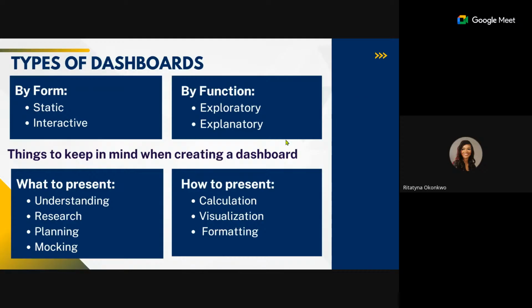The next thing you want to start researching: what data do I need to solve this problem? Where will I get the data from? You're doing this researching and planning. When you're planning, you are saying, okay, I will need this sort of calculations, or I'm going to use this tool to do it. Then you do what we call a mock-up. I'll teach you how to do that in Power BI. That is the what-to-present part.